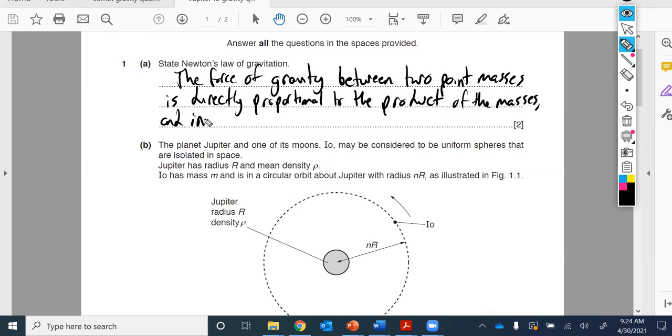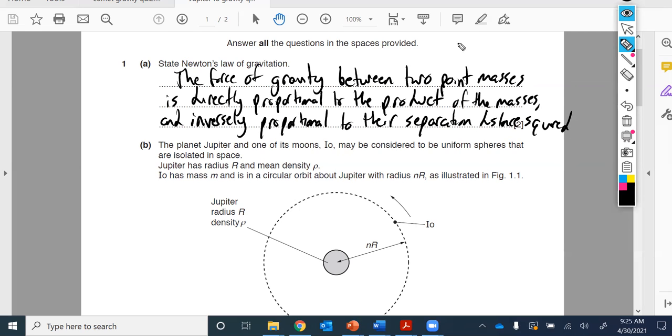But the force of gravity is also inversely proportional to their separation distance squared. So we put all those ideas together: the force of gravity is directly proportional to the product of the masses, two point masses. The force of gravity is inversely proportional to their separation distance squared.